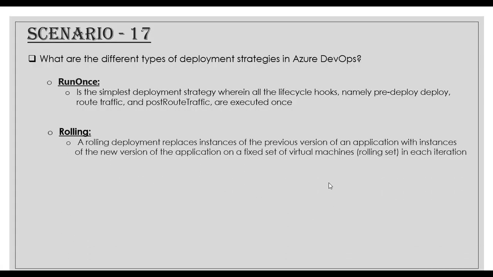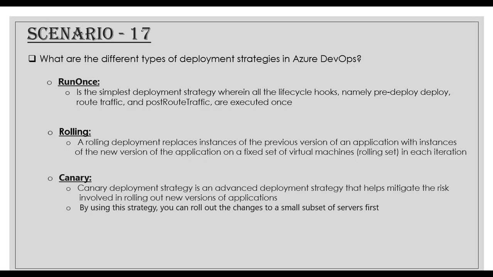The other deployment strategy is the rolling deployment strategy. A rolling deployment replaces instances of the previous version of an application with instances of the new version of the application on a fixed set of virtual machines in each iteration. So basically, if you have deployed version 1.0 previously, now it will go and replace that with version 1.1 with the new changes. Okay, that is rolling strategy.